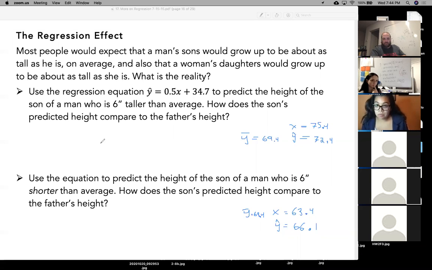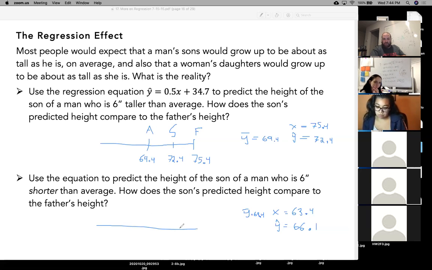Let's look at a number line. Here's the average, 69.4. Where's the father? The father's here at 75.4. Where's the son? No, the son was 72.4. Right, the son is here, which is closer to the average.